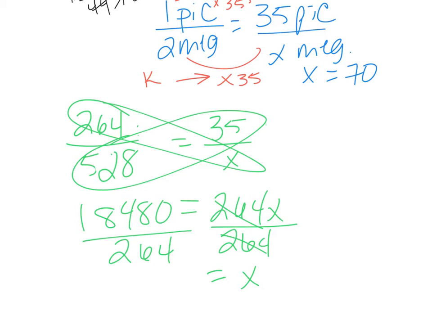18,480 divided by 264 is 70. Okay, so any way you do it, that's all three ways. I know that was a lot, but I just wanted to make sure we remembered all the different ways that you can solve this so that you can pick what is easiest for you.